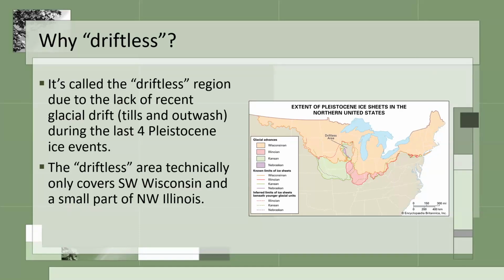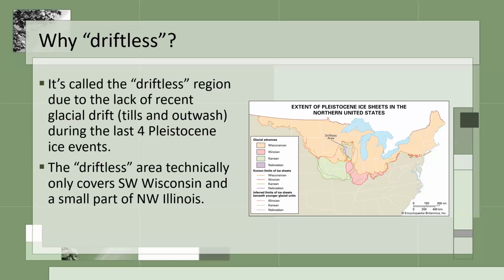So drift is a term for any of the materials that a glacier has brought down, whether it's a glacial till or a glacial outwash. This area did not receive any during the last four ice events during the Pleistocene. That would be the Wisconsin, Illinois, Kansas, and Nebraska glacial periods. Nebraska was older, probably a million years ago. Kansas maybe 700,000. Illinois 150,000. Wisconsin ended maybe 10 to 15,000 years ago.